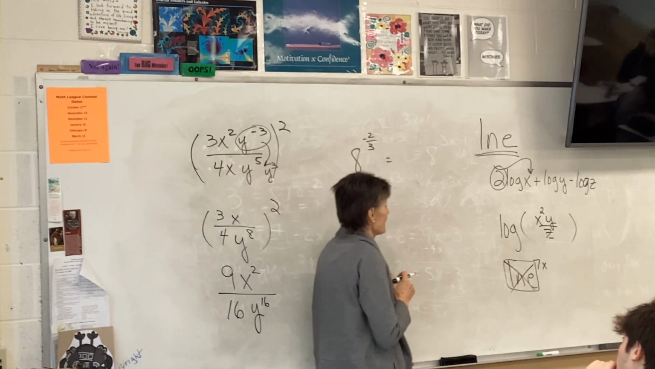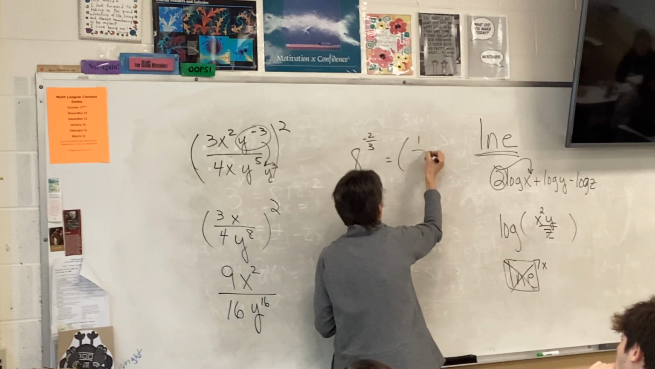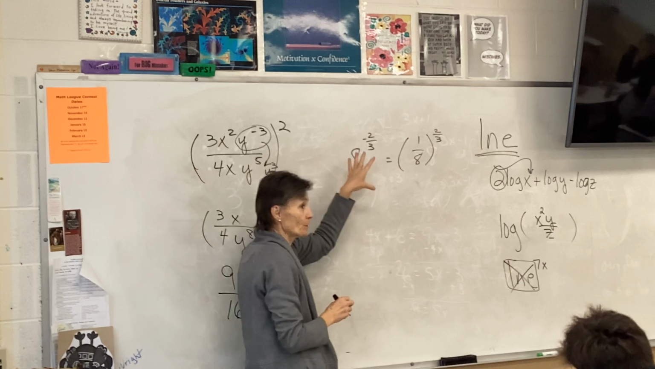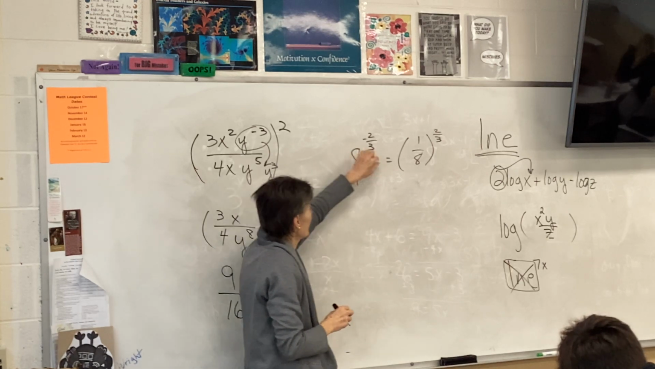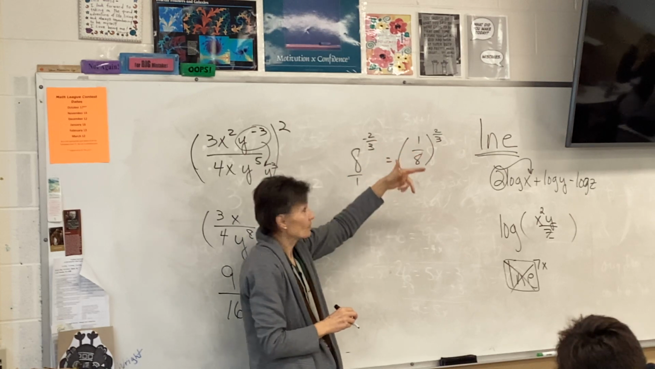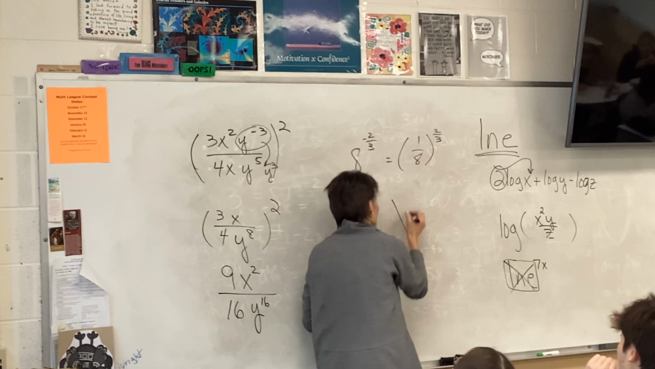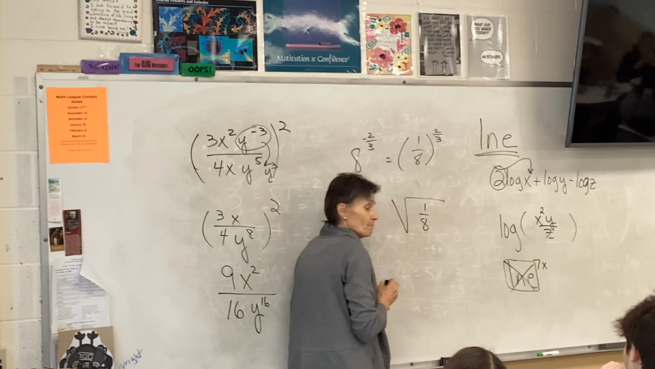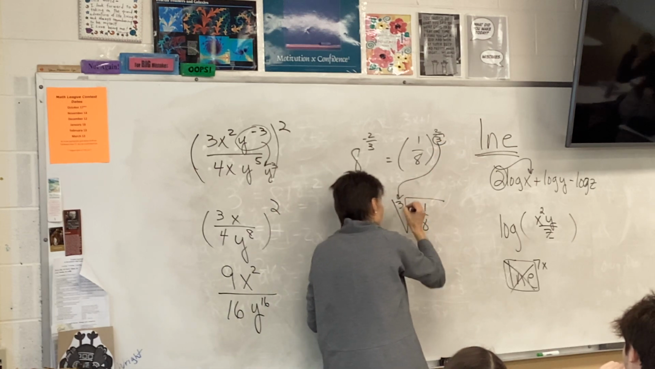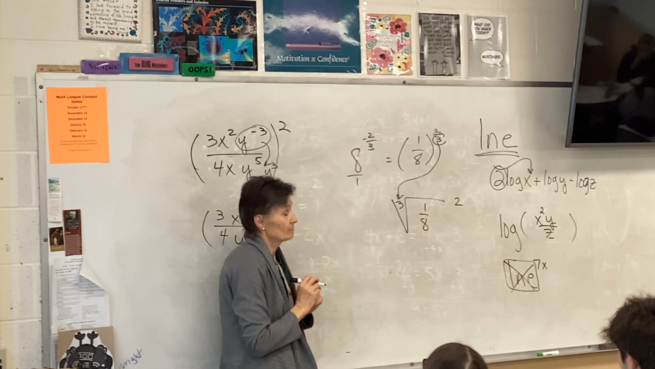All right, what does this mean? 8 to the negative 2/3. It means 1/8 to the 2/3 because the original number is 8/1 and what does a negative exponent do? Flips it. Now, what does that mean? It means a radical with a 1/8 underneath. And what kind of a radical? Cube root. And I'm going to have to square it.